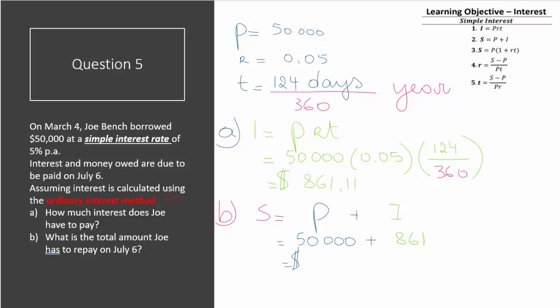And then to find our maturity value, we add the principal and the interest, so we get $50,861.11 US. Thank you for watching the flipped classroom video, and good luck on your flipped classroom quiz.